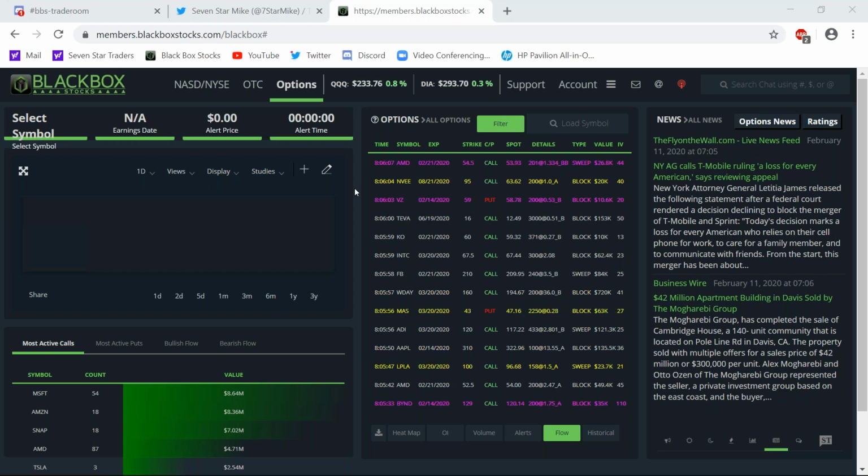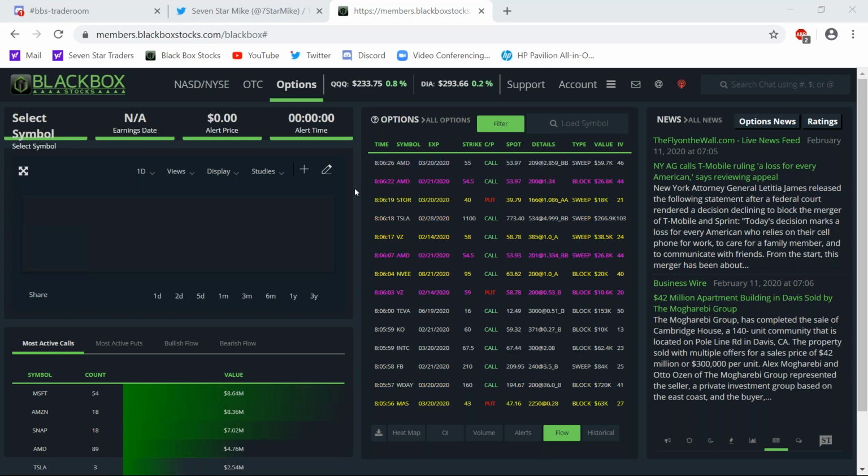What we're seeing on the screen is as it's happening. It's really important, if we're trying to find trades that we want to piggyback on, to be able to track these trades and act upon them as they're happening.